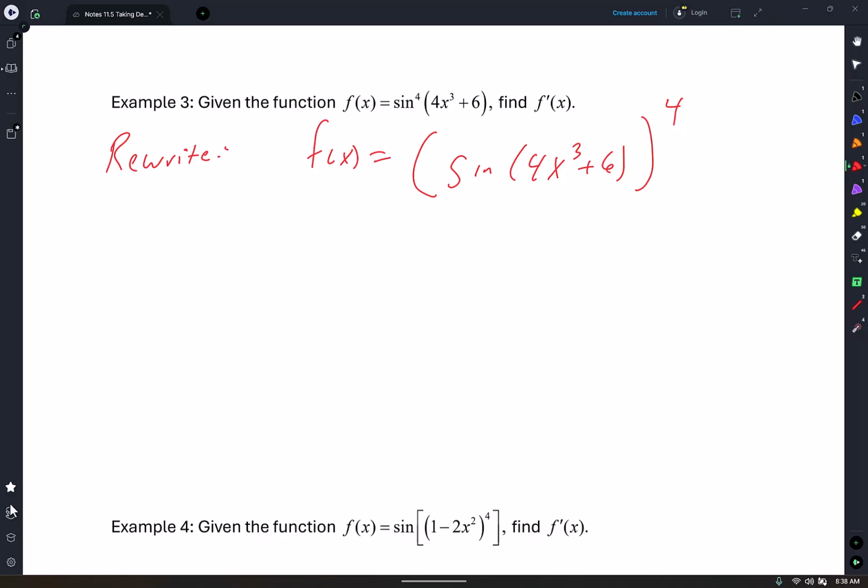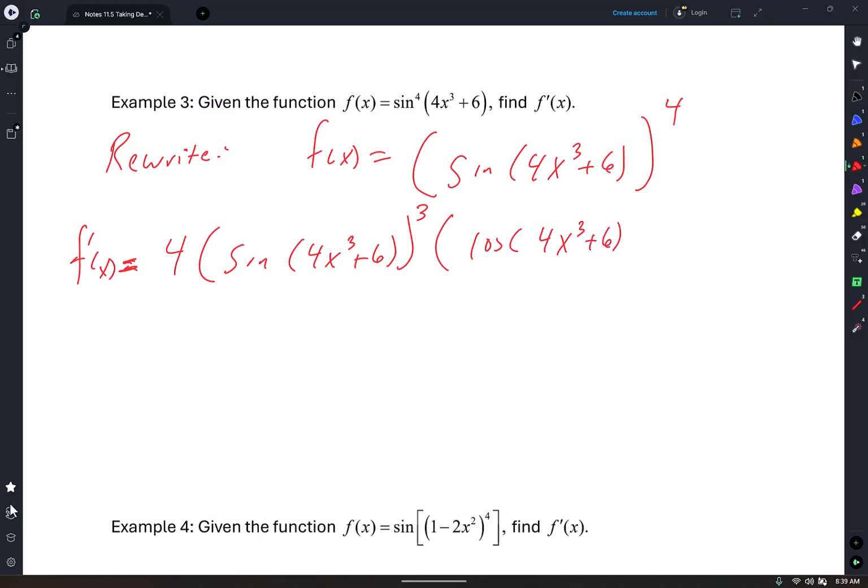Once you're super beast, you don't have to do this. You can just look at it and do it. But here we go. Derivative. Outside, 4, leave the inside alone. Sine to the 4x cubed plus 6, what power? Cubed. And now I take the derivative of the inside. What's the derivative of sine? Cosine. Leave that argument alone. 4x cubed plus 6. And now times the derivative of that inside, which is 12x squared. If it says leave it in any form, then you can leave it like that.